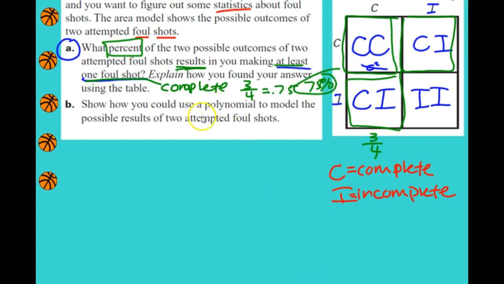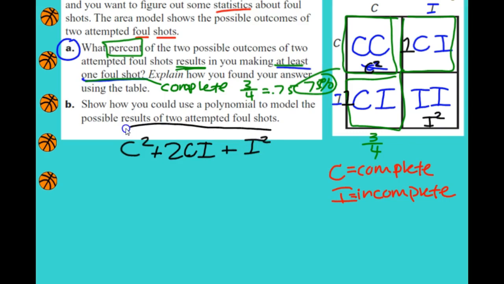It says, show how you could use a polynomial to model the possible results. Well, like I said, normally we write this as C squared. This is a 1 CI here and a 1 CI here, so that would be 2 CIs, or complete, incomplete. And then plus we also have II, or I squared. So this is written as a polynomial. Normally Punnett squares are written just letters next to each other, but because they asked for it as a polynomial, we're going to list it like that.